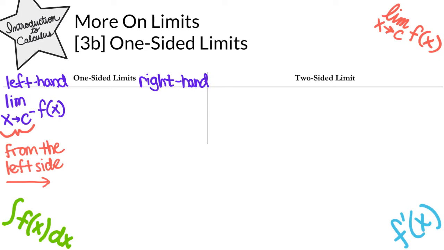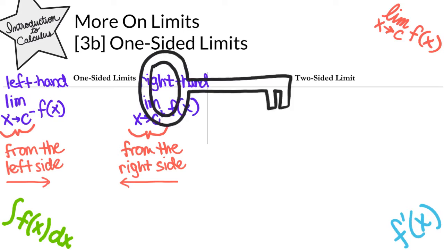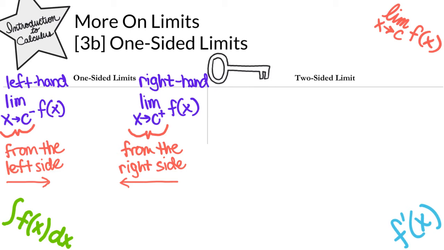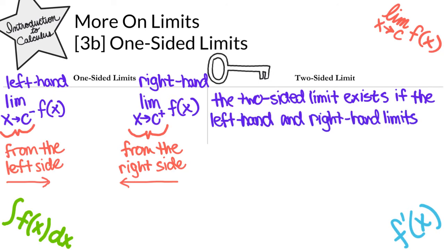The notation for the right-hand limit is very similar. LIM, limit, as x approaches c plus, so from the right side, of f of x. Again, the plus is a superscript, and it's telling us that x is approaching c from the right side of the graph, the positive side. Understanding one-sided limits is key to understanding two-sided limits. Here's why. The two-sided limit exists if the left-hand and right-hand limits exist and are equal.